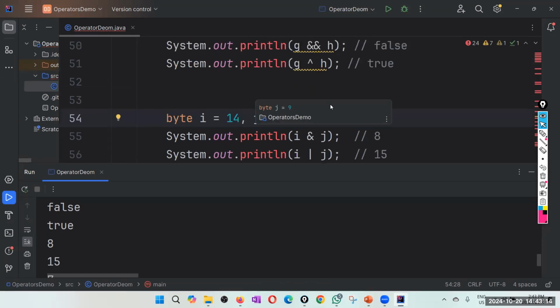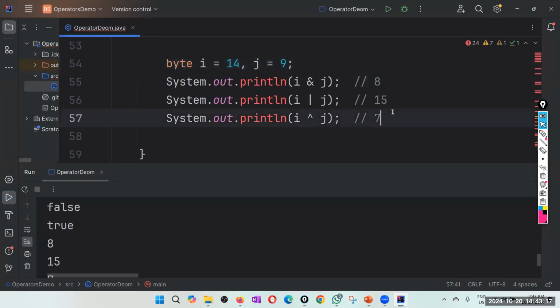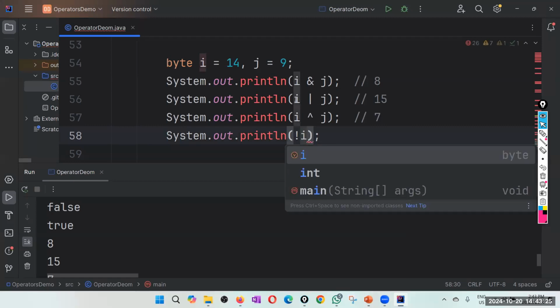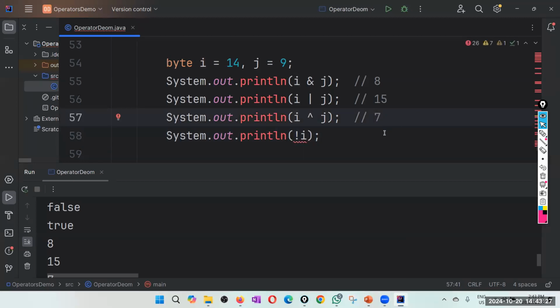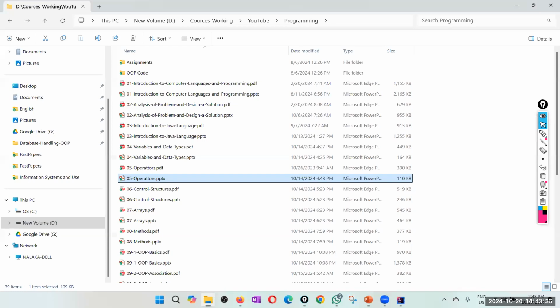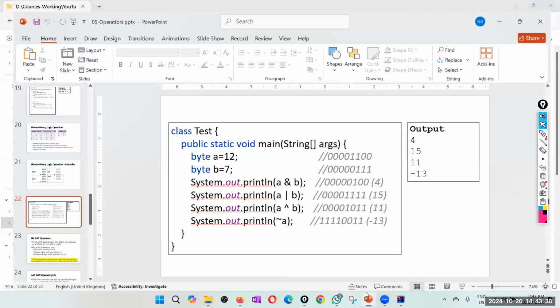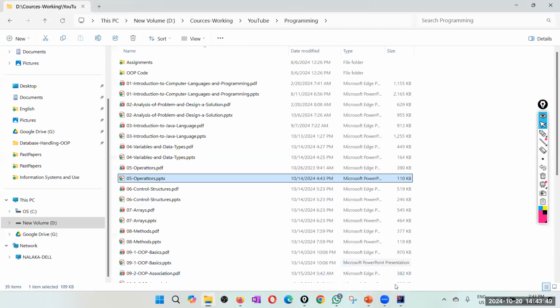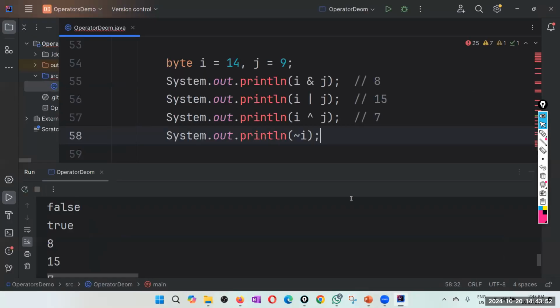So what about this? NOT I. Not I, but the output. Sorry, for NOT it is not this one that is used, here is the tilde. So for NOT we use a different symbol when it comes to bitwise operators. Right? For Boolean, exclamation. For bitwise, a different tilde character. Okay. Can you explain what is the output and why?